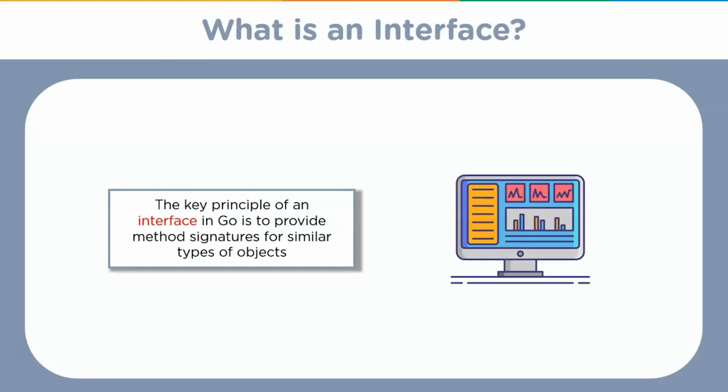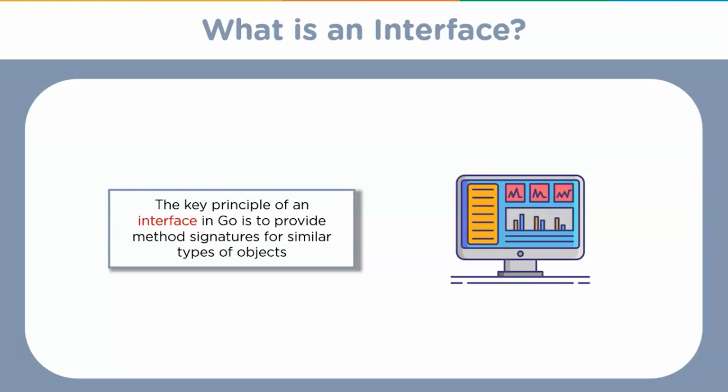Let's start with what is an interface. The key principle of an interface in Go is to provide method signatures for similar types of objects. Go does not have classes and inheritance to implement object orientation. Go has the interface and abstract type to fulfill this purpose. For example, motor vehicle can be an interface with method signature mileage. Any type which provides definition for mileage method is said to implement the motor vehicle interface.